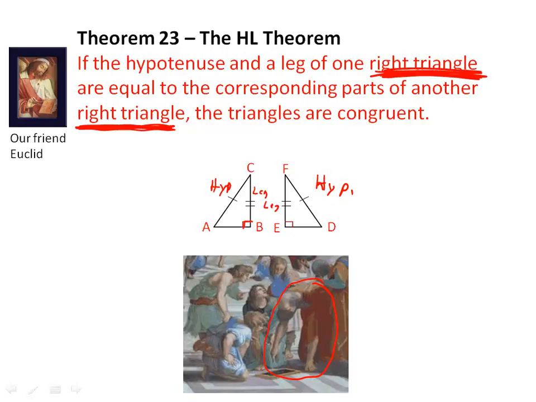So those are two new theorems on triangle congruence. So you now have 5 ways to show triangle congruence. You've got ASA, SAS, SSS, AAS, and HL. There you have it.